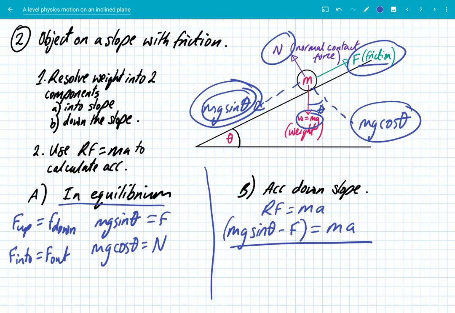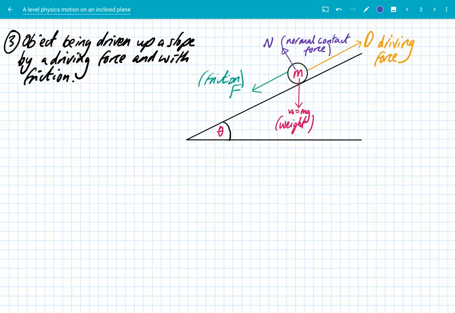We still followed the same two steps. You resolve the weight into two components. One goes into the slope, and then one goes down the slope. And then we just use resultant force is equal to mass times acceleration to calculate the acceleration. A final example, just adding one more layer of complexity. This is like a car driving up a hill. So we've got a driving force this time, and friction is acting in the opposite way because this car is going up. We follow the same two steps.